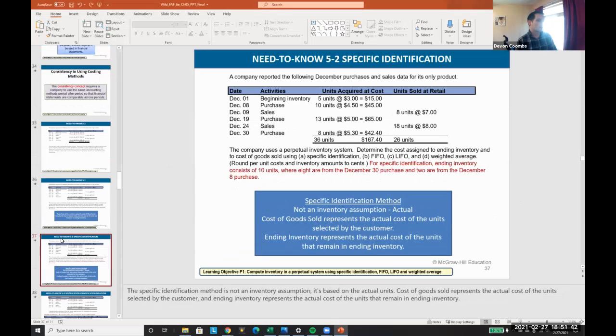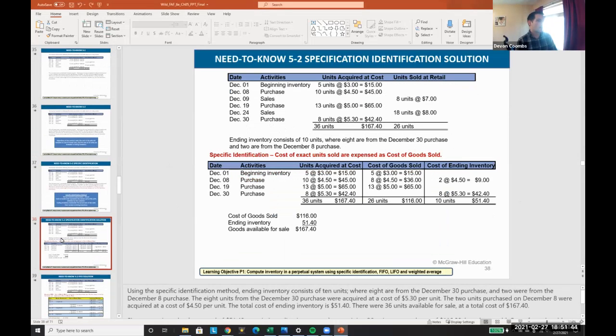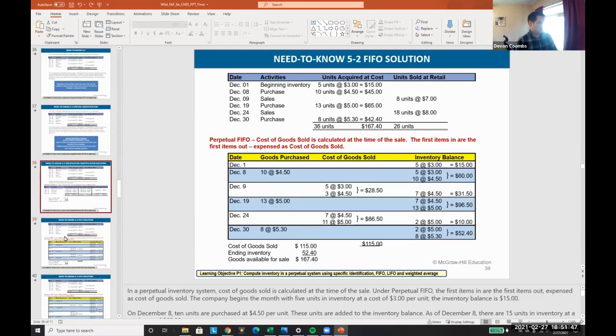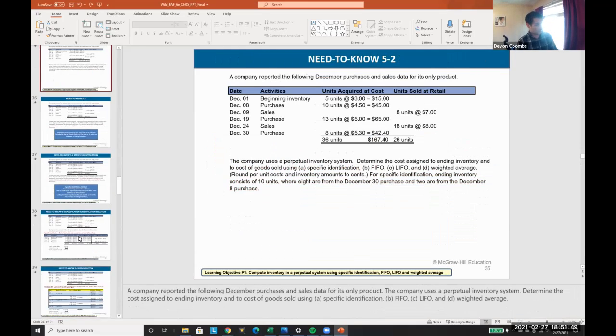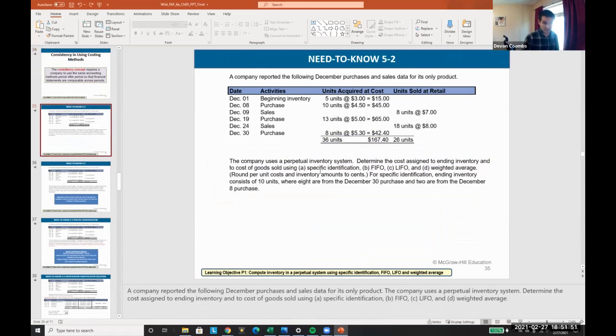So does this go over FIFO? Okay, so we'll go over the FIFO specific solution for this 5.2. I won't make a Google Sheets for this. We'll just go over it so you can see.